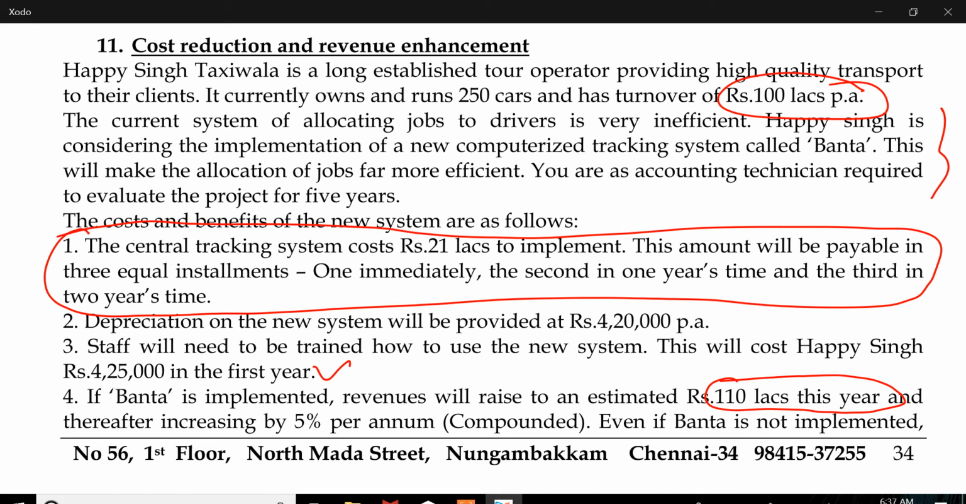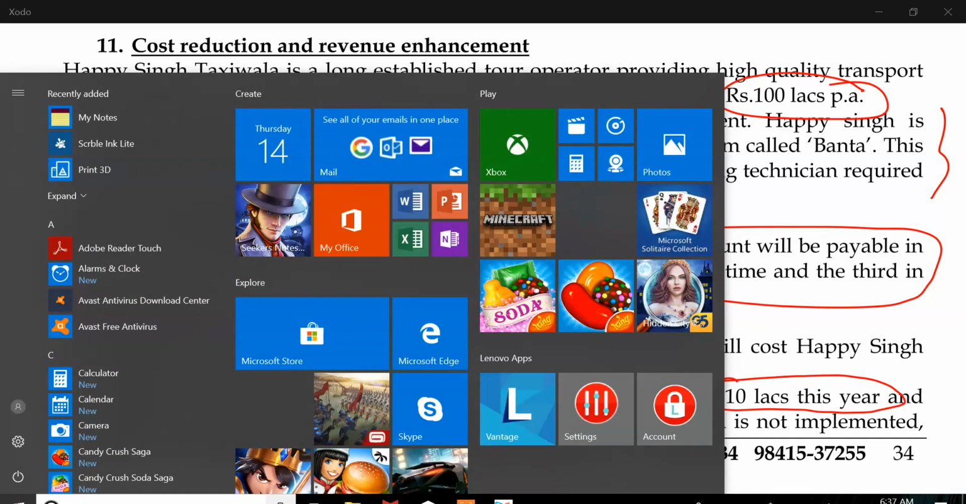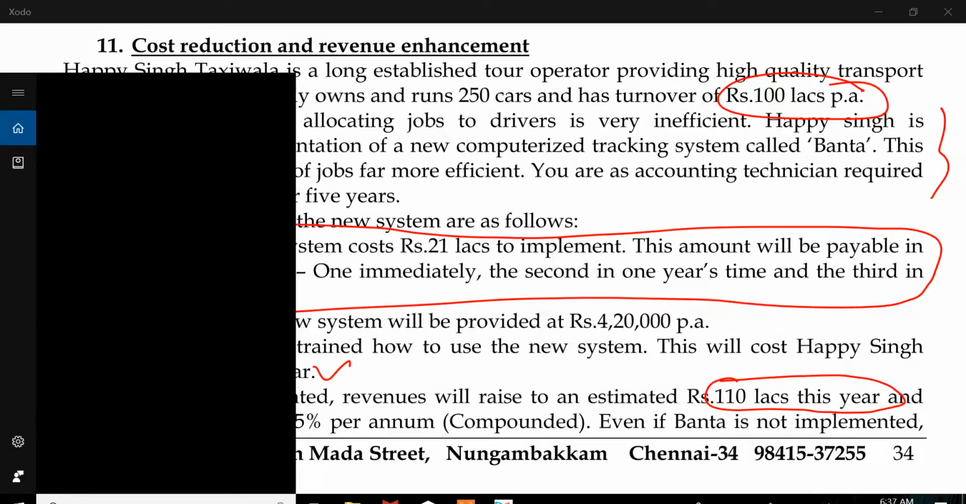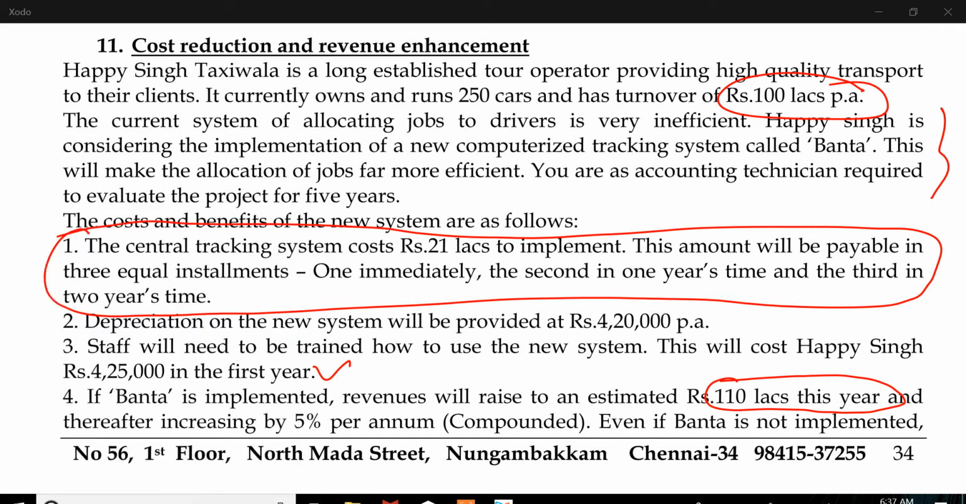Question number 11. Point number 1. Revenues will have to be the incremental revenues, and the same would be calculated as post-project revenues minus revenues without the new system.